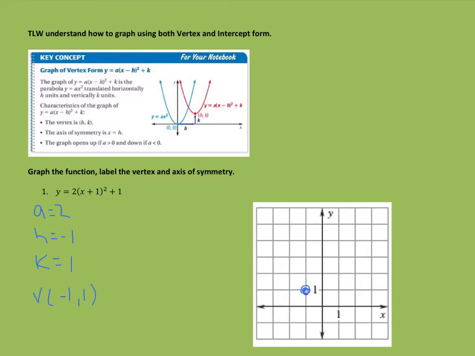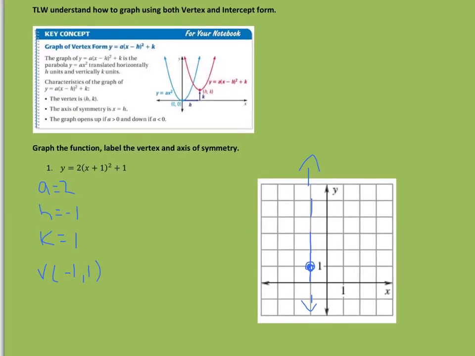And what did we learn yesterday? When a is positive, it means it opens up, so we have a minimum value, okay? The axis of symmetry is x equals h, so we can also say our axis of symmetry is x equals negative 1. Let me scroll this down just a bit. That's better.